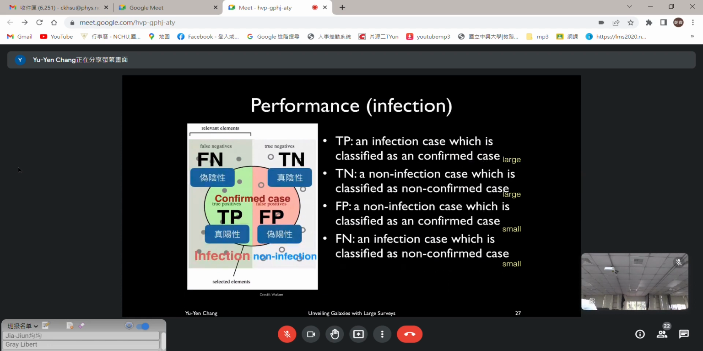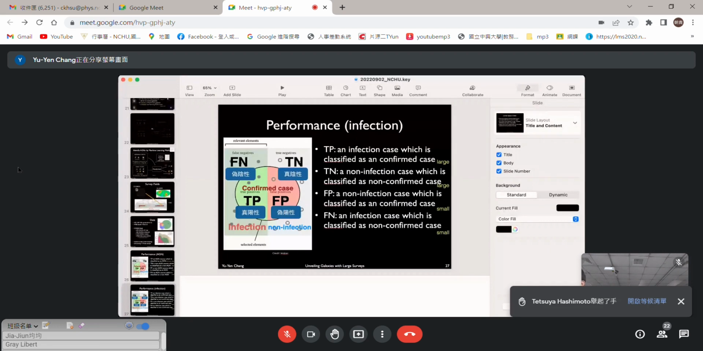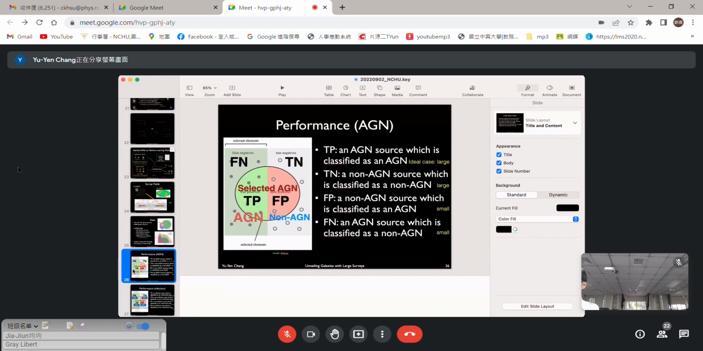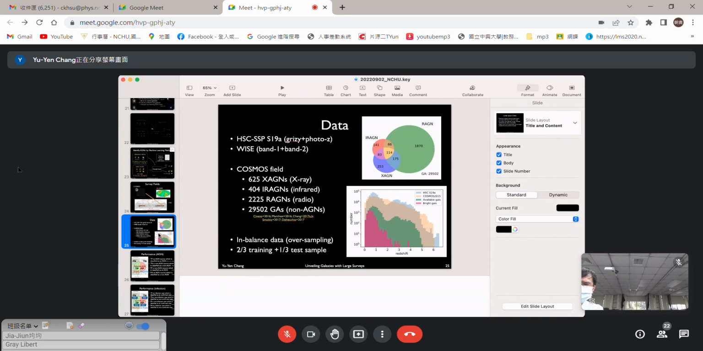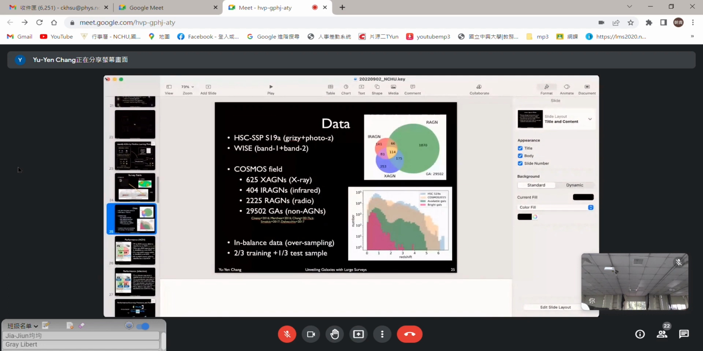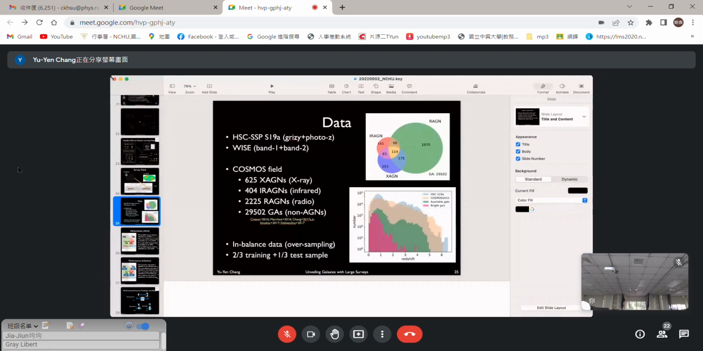Sorry, I have a question. Yes, please. In the previous slide, there are many definitions of AGNs: radio AGN, infrared AGNs and then X-ray AGNs. Probably they have different definitions or different criteria to set AGNs.